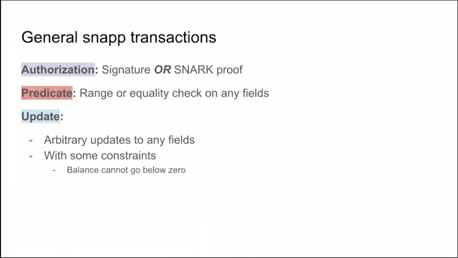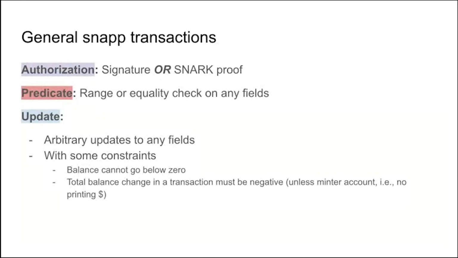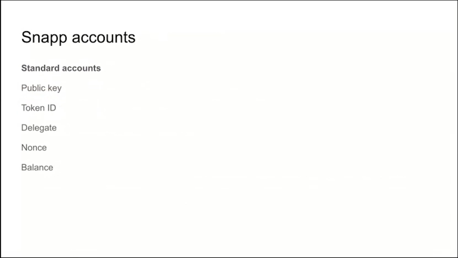What are the constraints? First of all, balances can't go below 0. Obviously. So we're now explaining what a snap transaction is, and how it differs from a normal transaction. I'm saying it just differs in the choice of what kind of data we permit for these three things. There are some constraints on the update. It's not totally arbitrary, like the total balance change has to be negative. So you have to not be creating money out of thin air, unless the account has permission to do that. And in general, updates have to be permitted by an account's permissions. So that's all very nice.